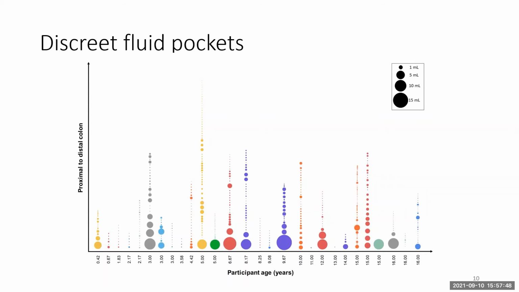Also, when we look at the distribution of the individual fluid pockets with age, you can see there's a lot of very small pockets, but then some bigger ones, but there's not really a clear trend. I have to say as well on this figure that the very big pockets, so bigger than 25 ml, are not shown because they would just distort the scale.